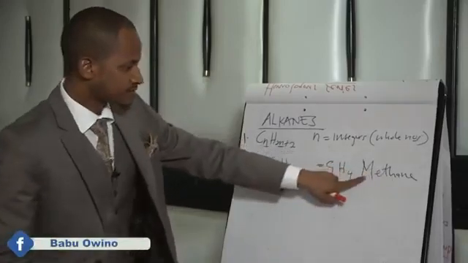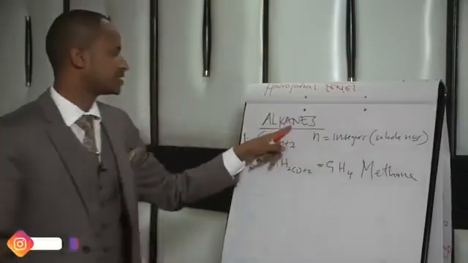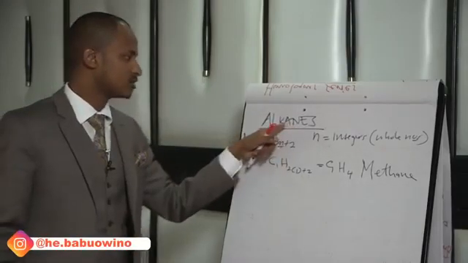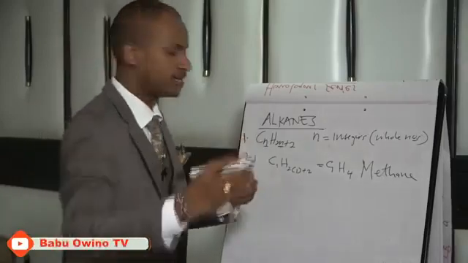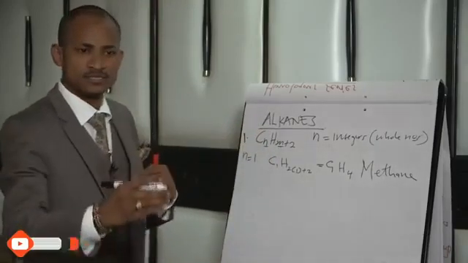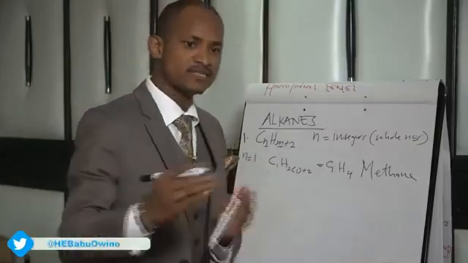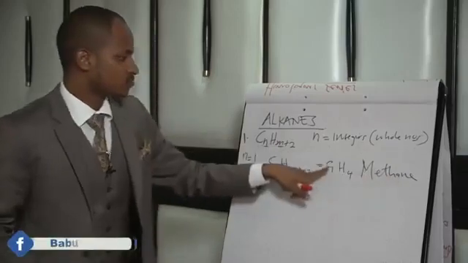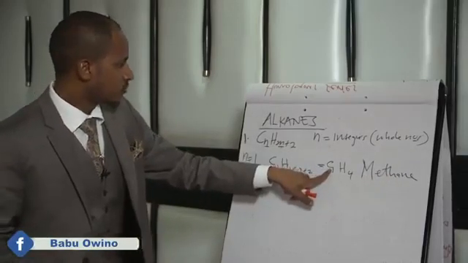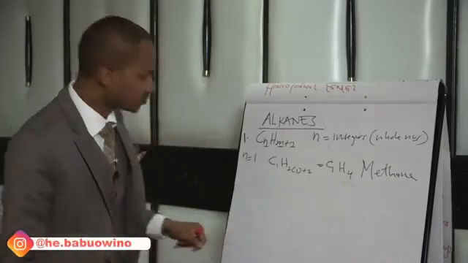Meth is a Greek word meaning 1. The "ane" comes from the parent alkanes, so they take the word ane. So alk is a continuous chain. Alk means continuous chain, or the aliphatic compounds. Aliphatic compounds, continuous chain. So methane is an alkane with 1 carbon atom and 4 hydrogen atoms.